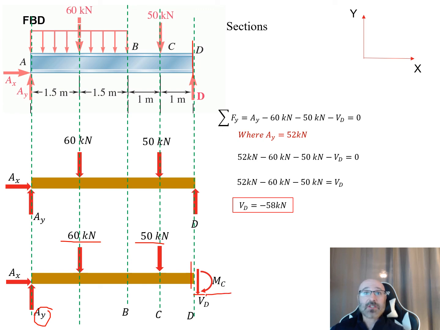So we can plug this in, summation of force in y direction, A sub y, where A sub y is 52 kilonewtons, so we can plug that in right there. Minus 60 kilonewtons, minus 50 kilonewtons, minus this V sub D that we're looking for is equal to 0. So we can say 52 kilonewtons minus 60 kilonewtons minus 50 kilonewtons minus V sub D is equal to 0. Do this all out, solve for our V sub D. Our V sub D is going to be 58 kilonewtons.